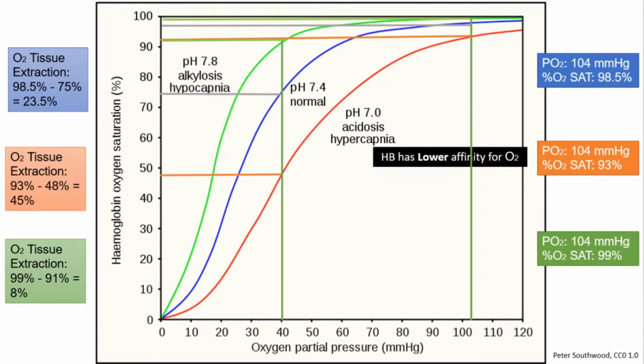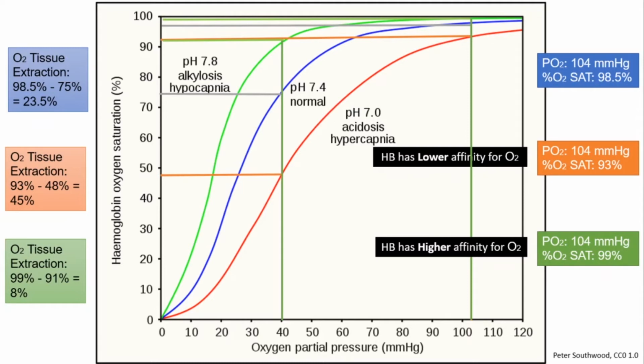For the left shift, i.e. the green box, the oxygen saturation is 99%. Comparing it to the normal curve in the blue box, we can see that the hemoglobin has a slightly higher affinity for oxygen, i.e. 99% is higher than 98.5%.